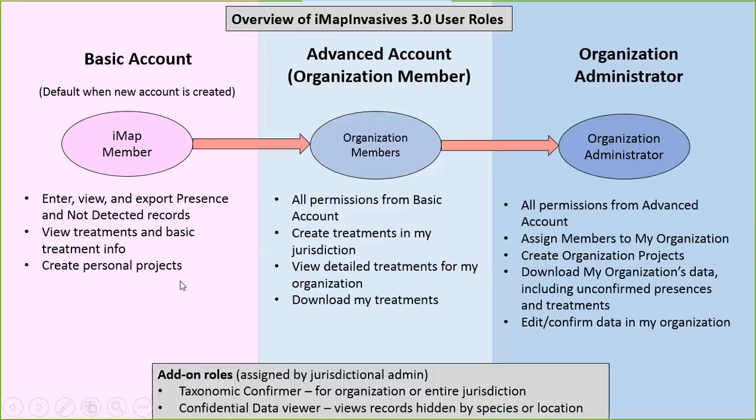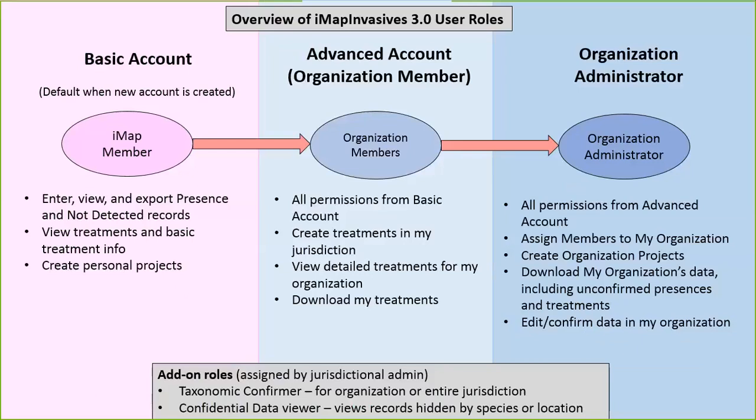All right, and then there are a couple of additional roles that we as the jurisdictional admins can add on to any user's account. And so one thing that's very new and that we're excited about is the taxonomic confirmer role. And so we can assign this either at an organizational level or for the entire state. This means that, say, if you are an expert on aquatic plants, you feel very comfortable confirming aquatic plants, we can check the box that allows you now to confirm anyone else's records for aquatic plants.